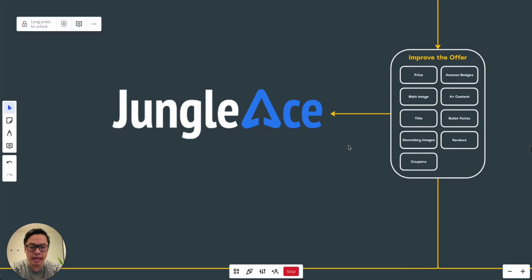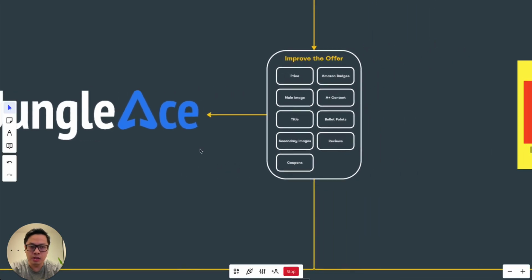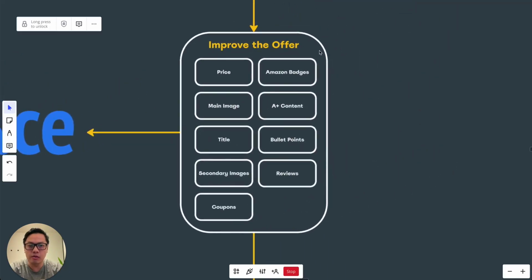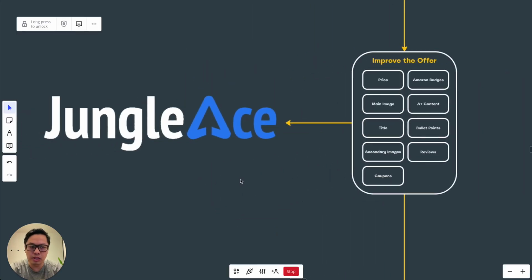Once again, I am a founder of Jungle Ace. We focus our software on split testing. As of right now, we can split test price, main image, secondary images, and title. And really the goal is iterative testing. You have to keep testing to figure out what is going to move the needle and move in that direction.